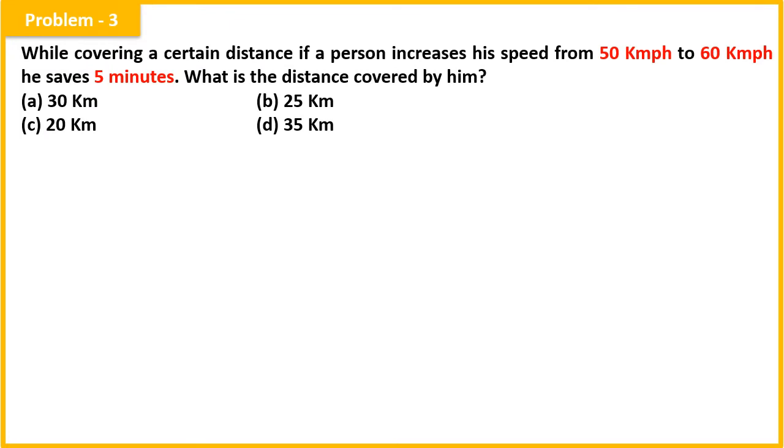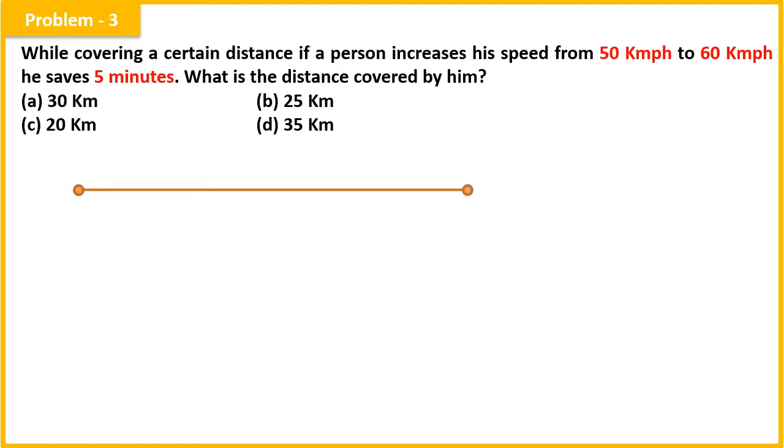Problem number 3. While covering a certain distance, if a person increases his speed from 50 km per hour to 60 km per hour, he saves 5 minutes. What is the distance covered by him? I request you to pause this video and try this question on paper, and once you have solved it, you can resume the video to look for the solution.